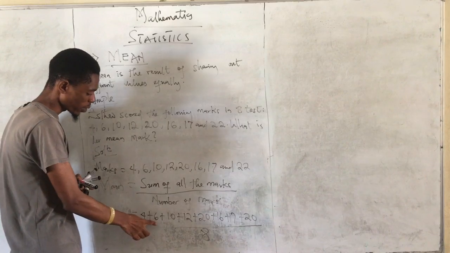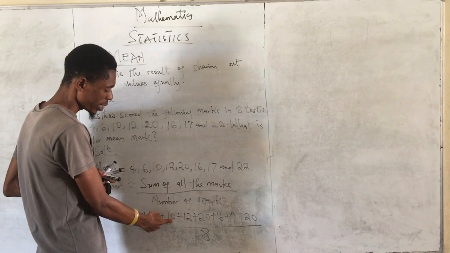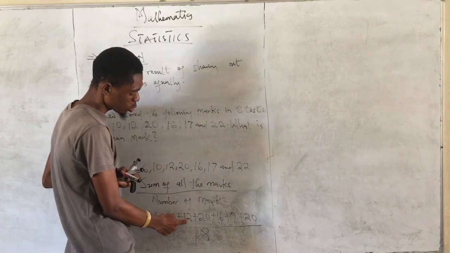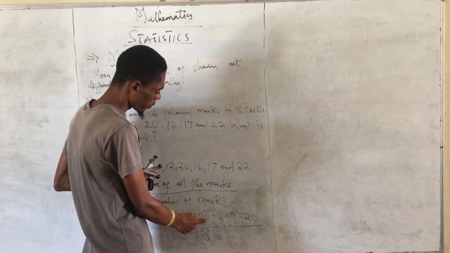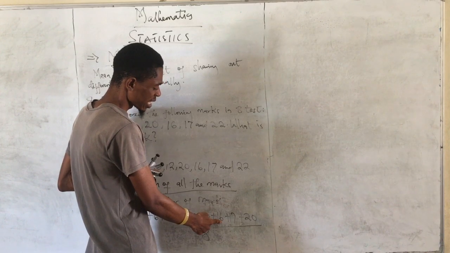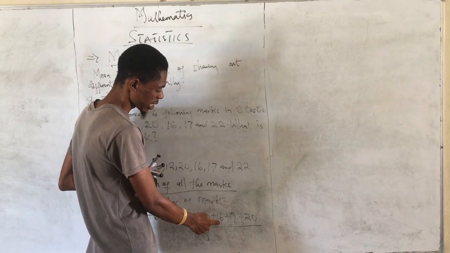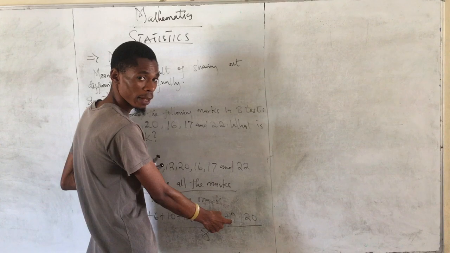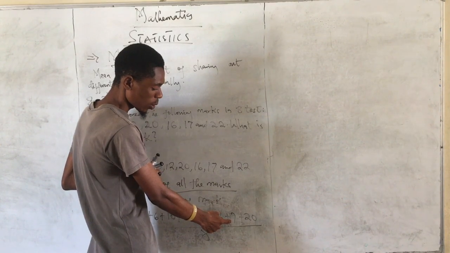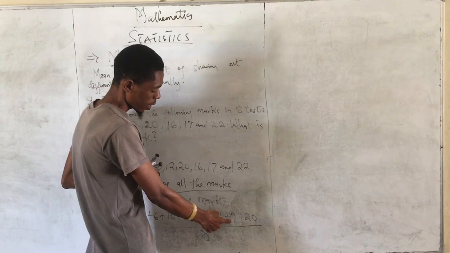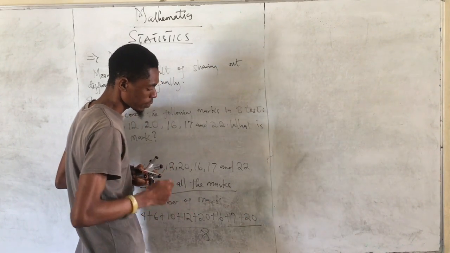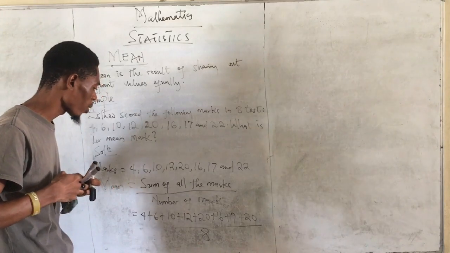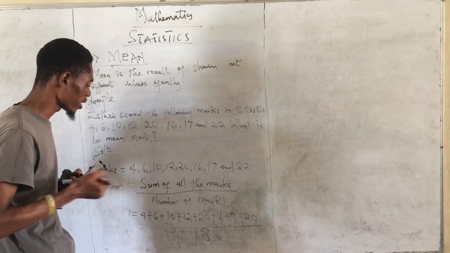Okay? So we have 4 plus 6, which is 10, plus 10, which is 20. 20 plus 12 will give us 32. 32 plus 20 gives us 52. 52 plus 16 gives us 68. 68 plus 17 gives us 85. 85 plus 20 gives us 105. Now let's go over it again and see.